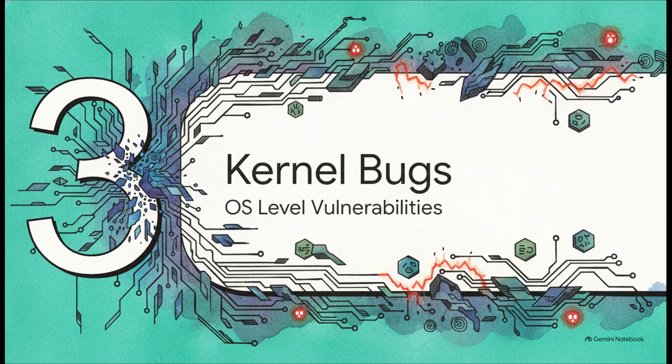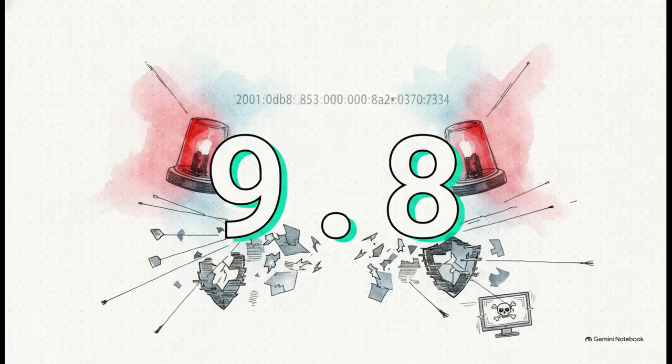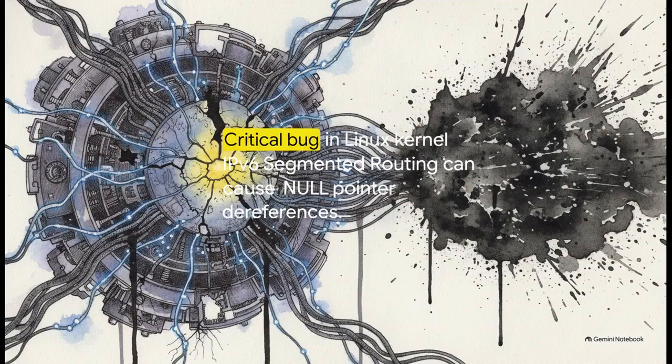Section 3. Kernel Implementation Bugs, OS-Level Vulnerabilities. 9.8. A critical CVSS score of 9.8. If you work in cybersecurity, you know that number is essentially a massive siren blaring in the background, demanding your immediate attention. That 9.8 score belongs to CVE-2024-38612. It's a memory safety vulnerability sitting directly in the Linux kernel's IPv6 segment routing, also known as Seg6.